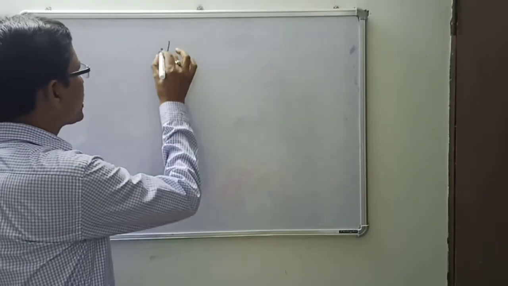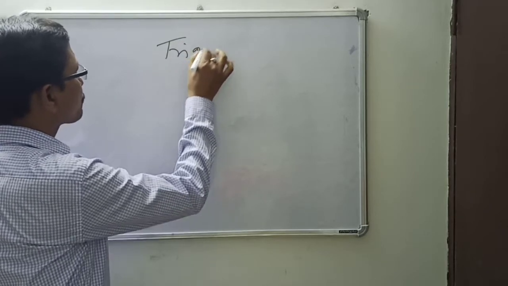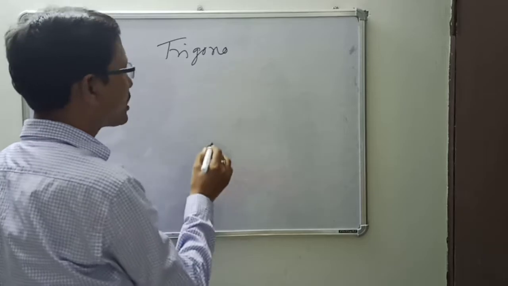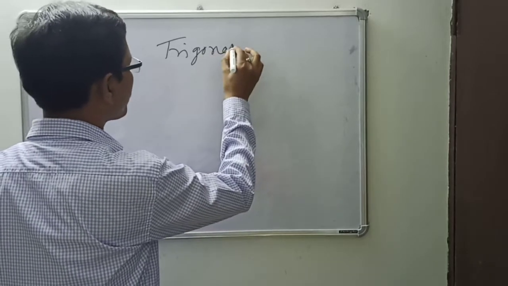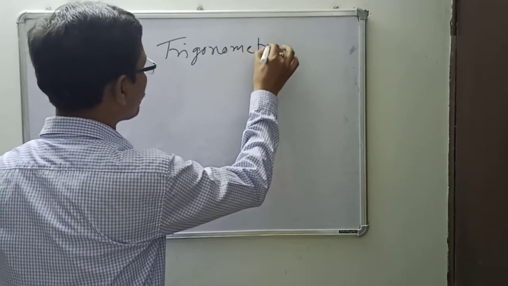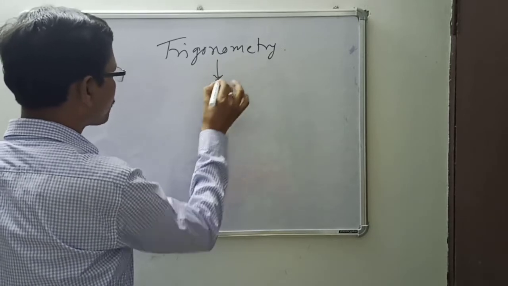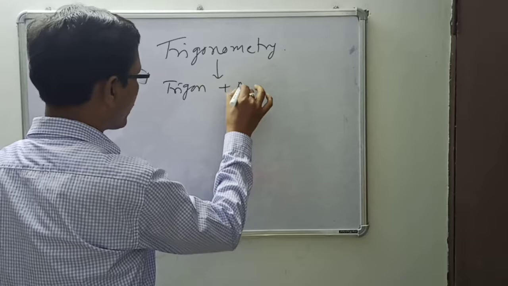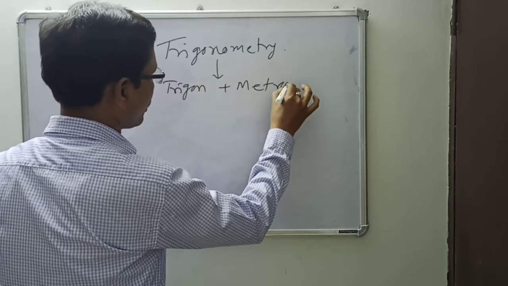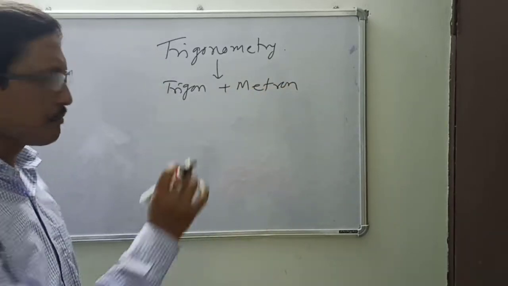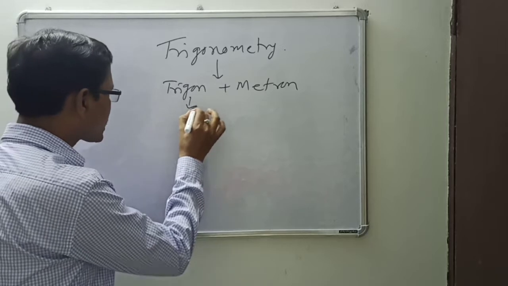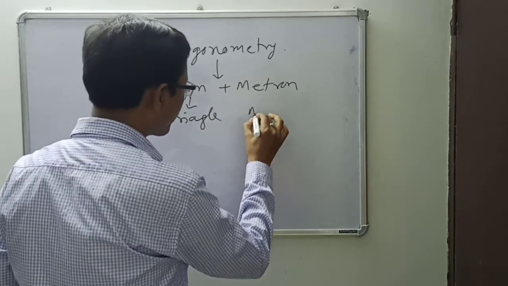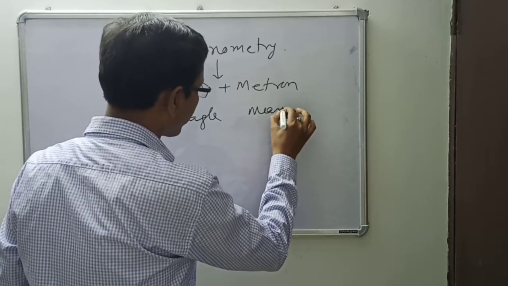Trigonometry has derived from two Greek words, trigon and metron. What do we mean by trigon and metron? Trigon means triangle and metron means measurement.